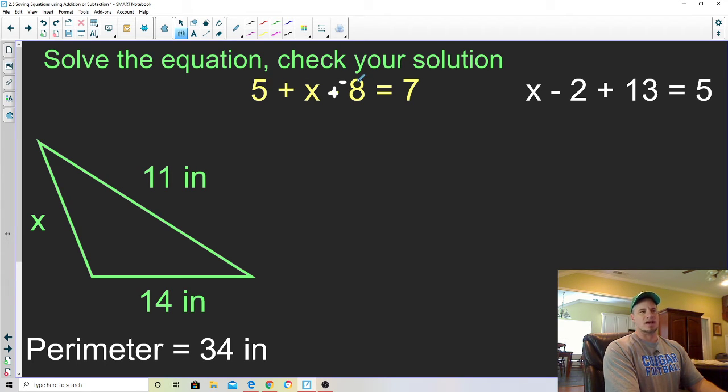So we have a positive 5 and a negative 8. They're both constants. They can be added together. Well, in this case, they're opposite signs, so you subtract. So it's 8 minus 5, which is 3, and it's a negative 3. So I'm going to bring this down and rewrite it.